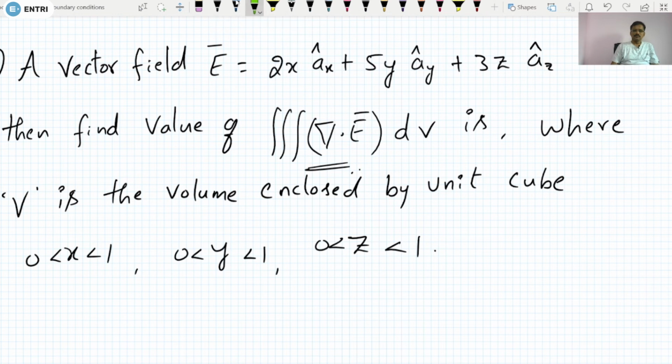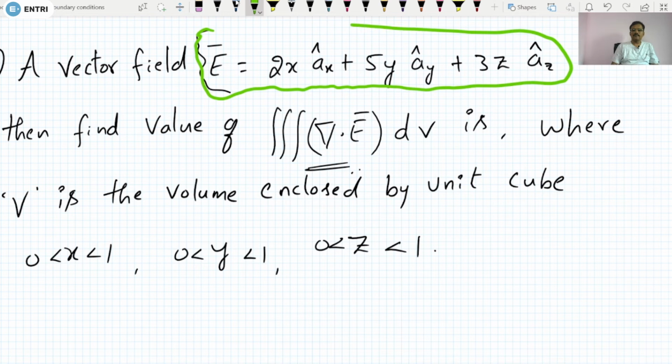So they have given some vector field E bar which is equivalent to 2x ax cap plus 5y ay cap plus 3z az cap.